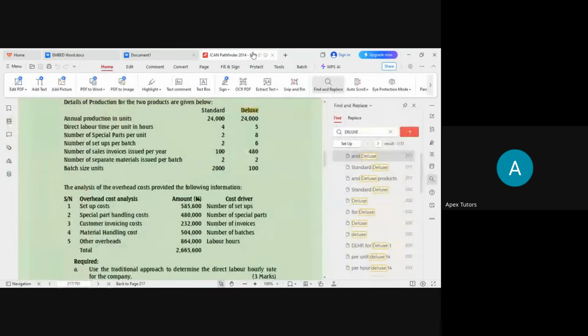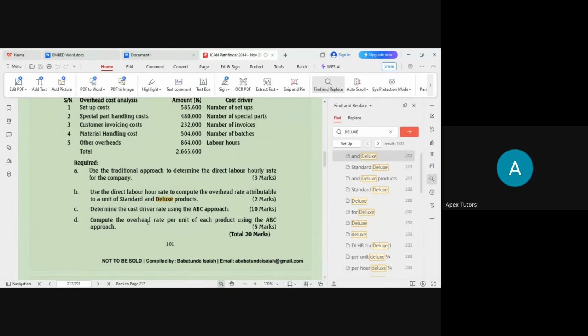So what is the question saying? Compute the overhead rate per unit. Somebody will be asking, why are we working per unit? See it in the question: compute the overhead rate per unit of each product using the ABC approach. This is what we've done. They say determine the cost driver rate using the ABC approach, 10 marks. This is free of charge. And compute the overhead rate per unit of each product.